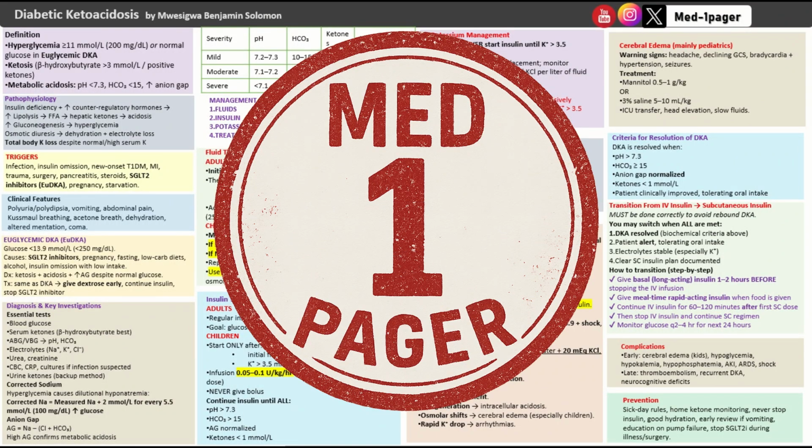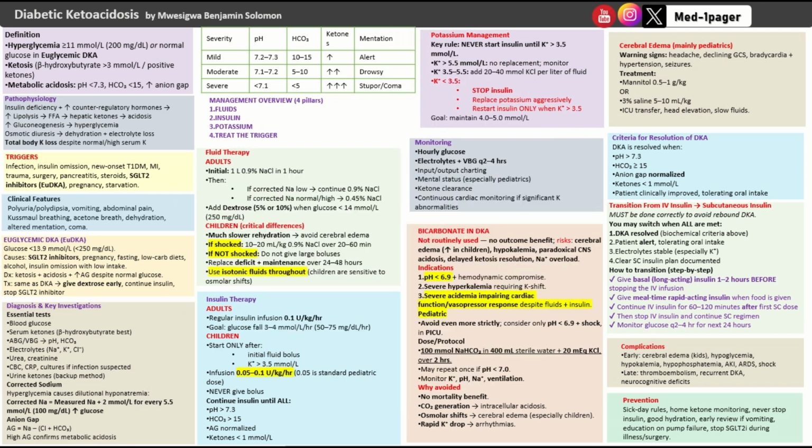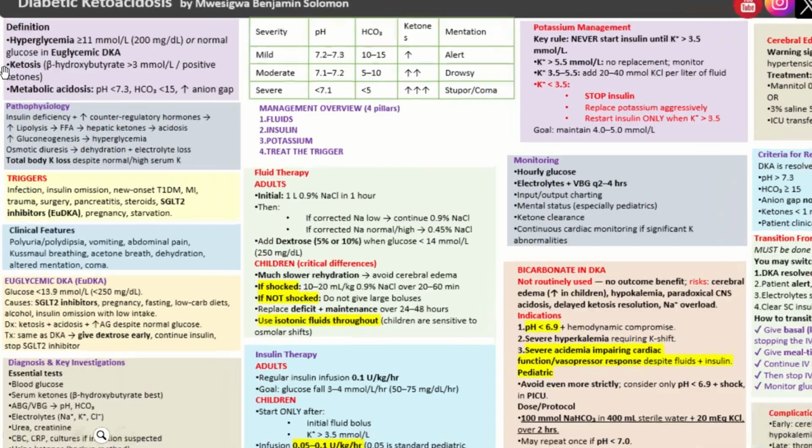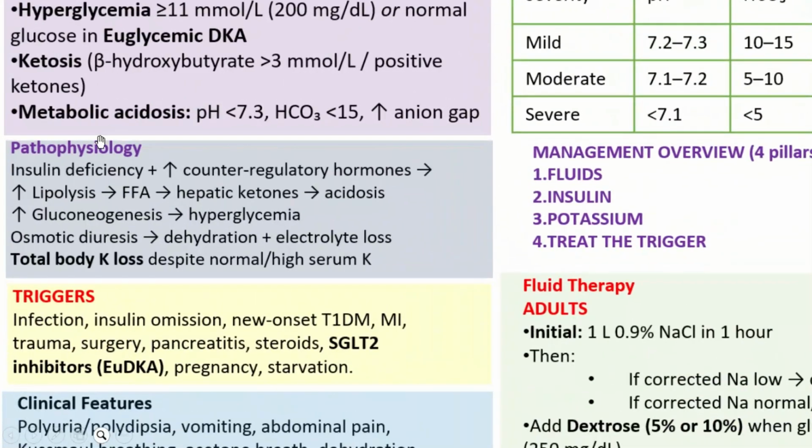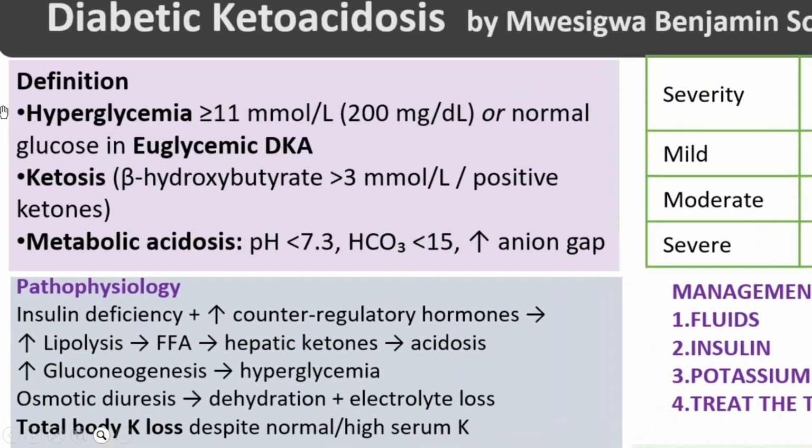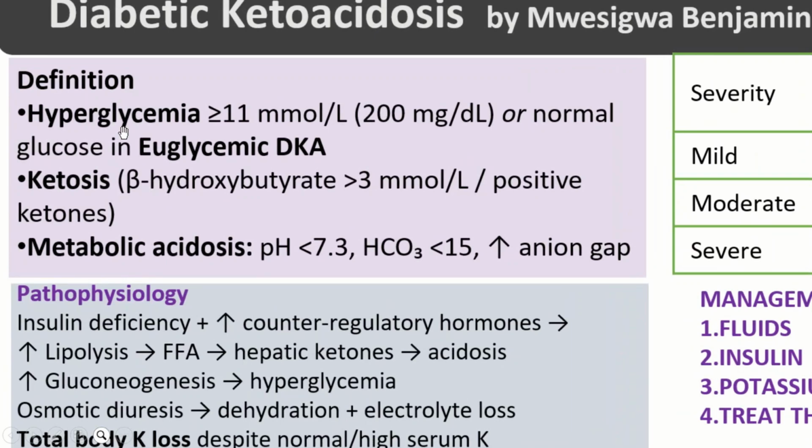Today I'm going to talk about another important emergency, and this is diabetic ketoacidosis. So diabetic ketoacidosis is going to be basically defined by three parameters. This is going to be hyperglycemia. Sometimes you have euglycemic DKA, and we shall explain that one because it's a special case where we don't have hyperglycemia and we have normal glucose levels. Ketosis, as well as metabolic acidosis.